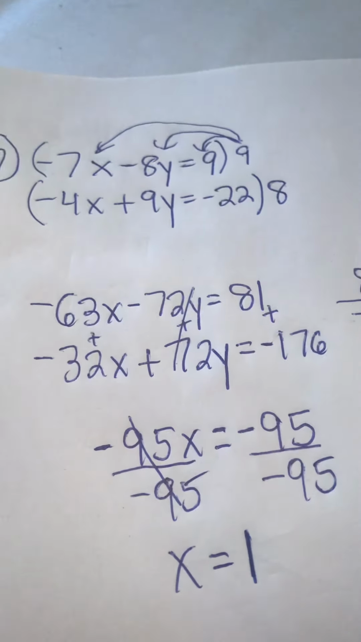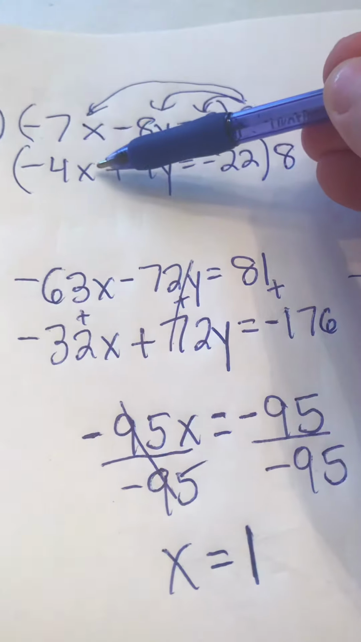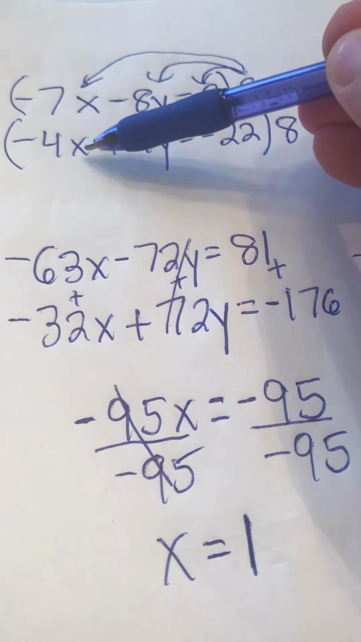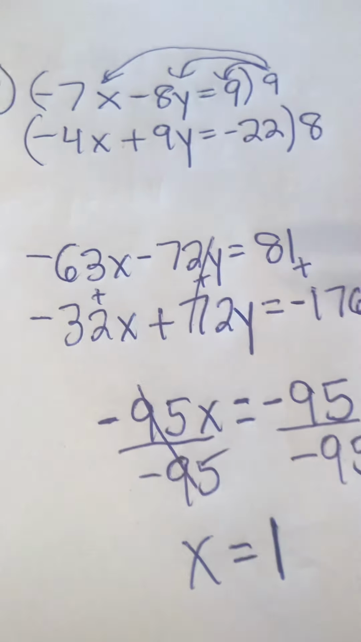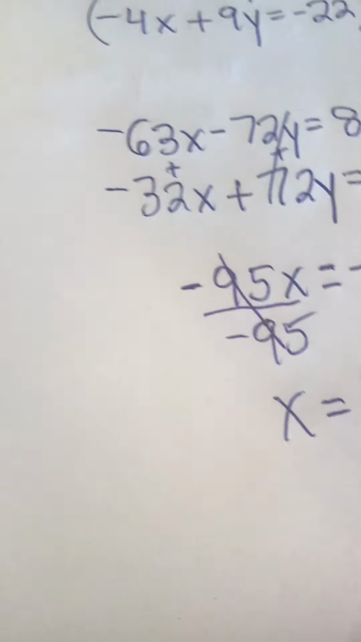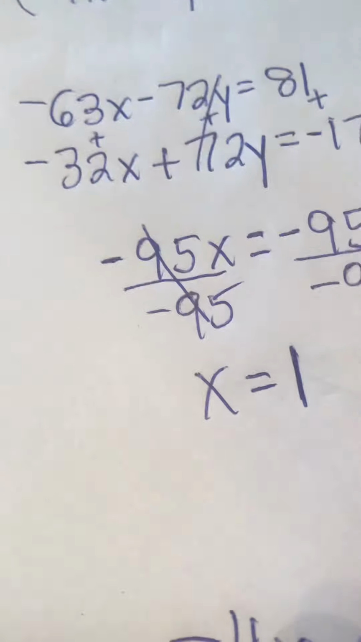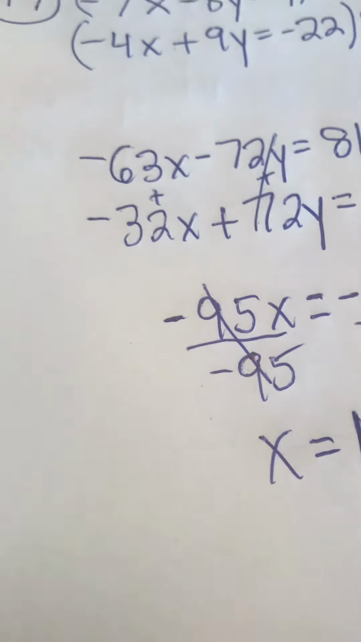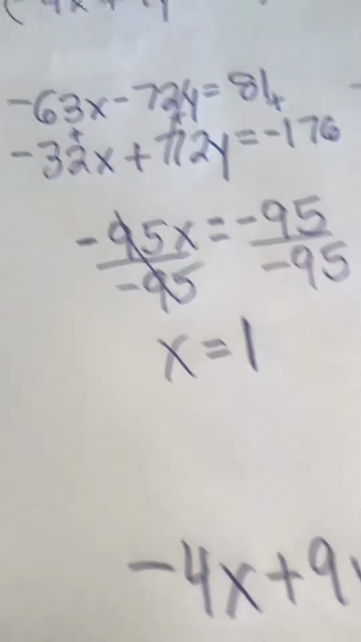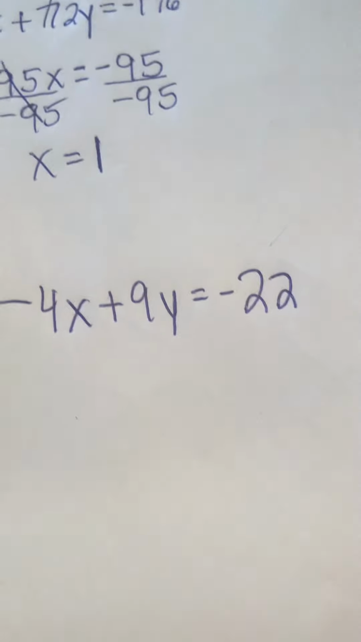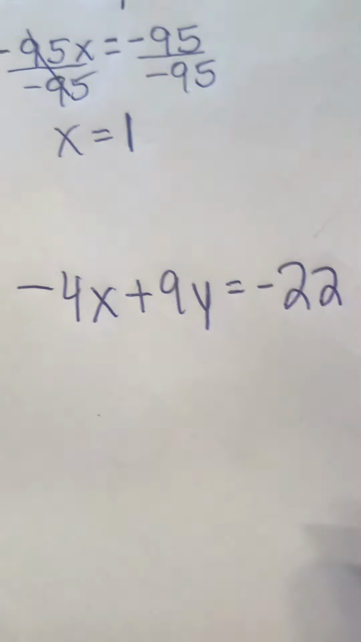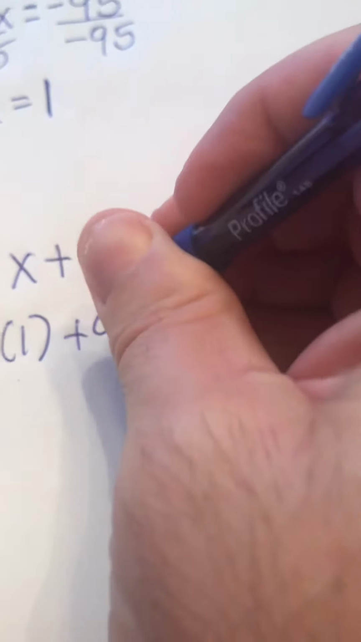Now the easy part is this: I'm going to take this second equation, put a 1 there where x was, and then solve for y. Okay, so I'm just going to rewrite that down below it. Negative 4x plus 9y equals negative 22. Remember, we've already determined the x value being positive 1, so we're just going to put a 1 in place of the x.